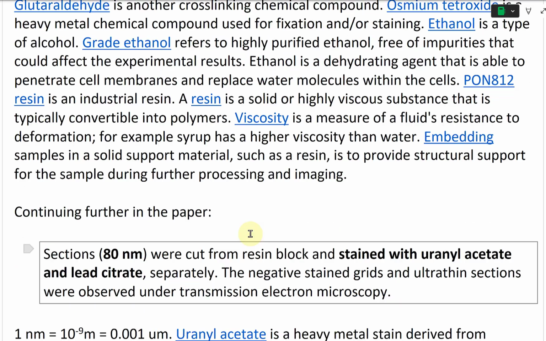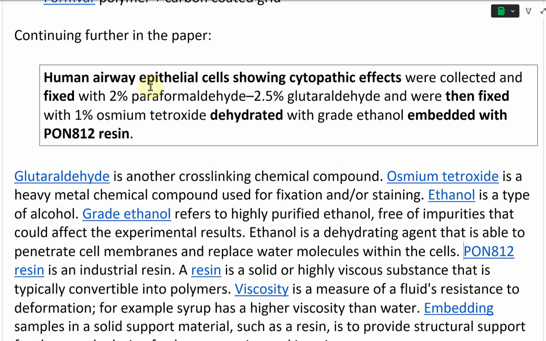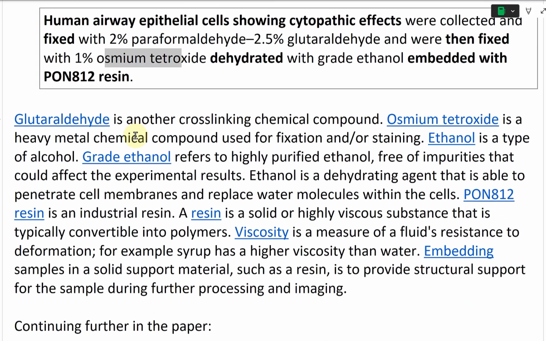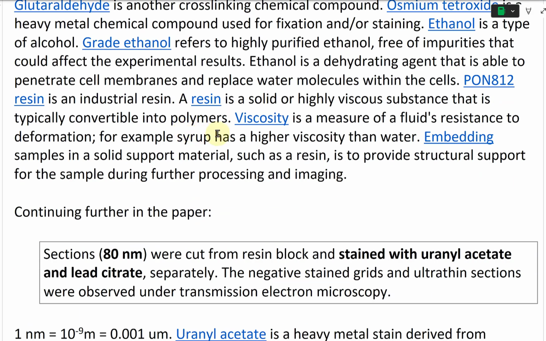Very interesting stuff here. Yes, there are just a lot of technical terms on this. So basically they would take these human airway epithelial cell cultures, collect them, and then put chemical preservatives on them, then add this heavy metal preservative, then dehydrate it, put alcohol on it, and then embed it in a resin or a gel-like substance and so on.